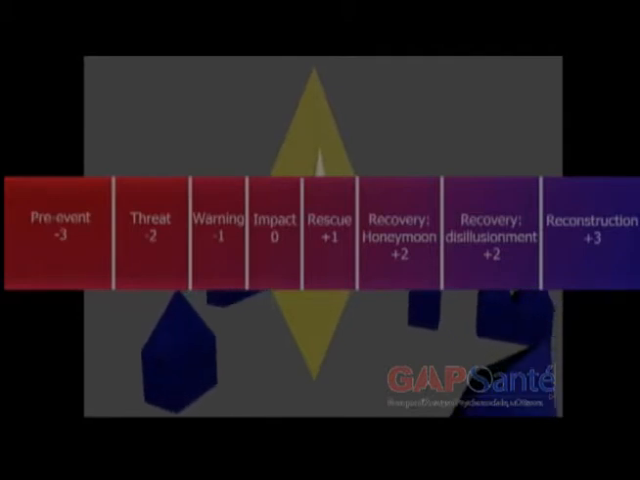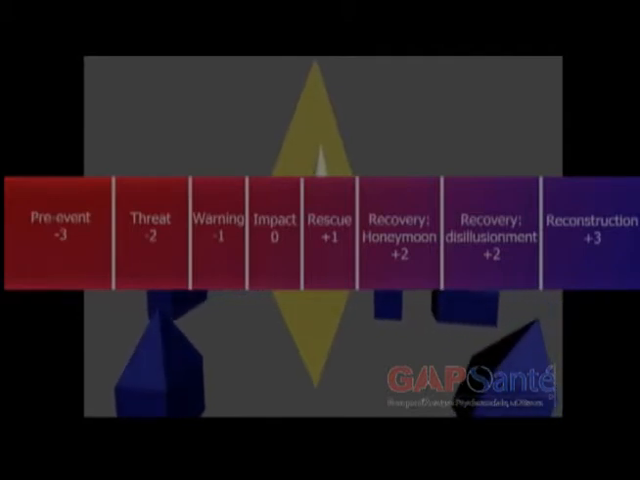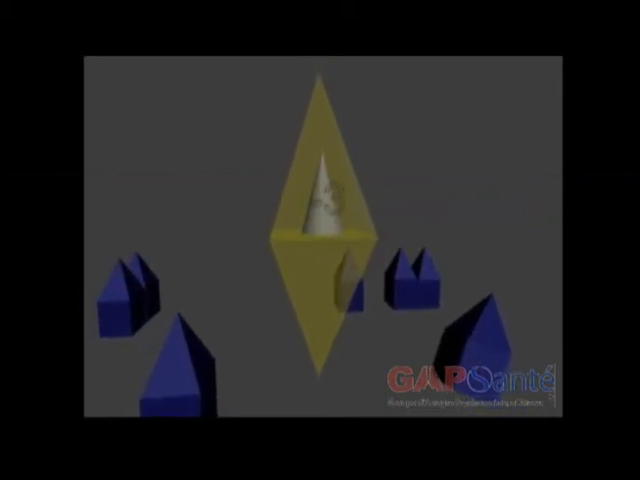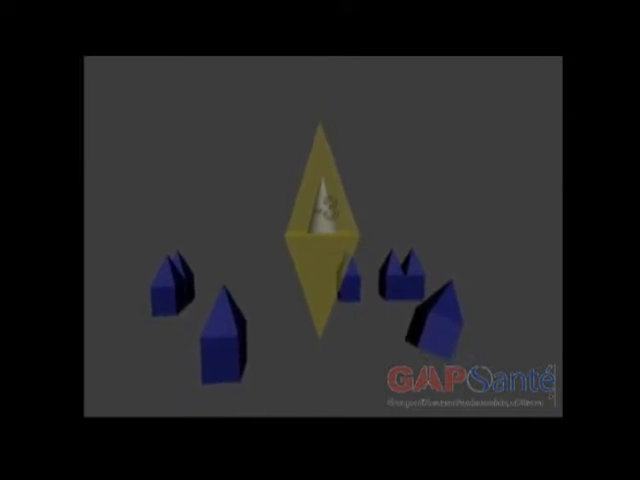0 is the impact phase, and +3 is the reconstruction phase. Time phases are situation-specific and fade in and out of each other. They do not have discrete start or stop points.